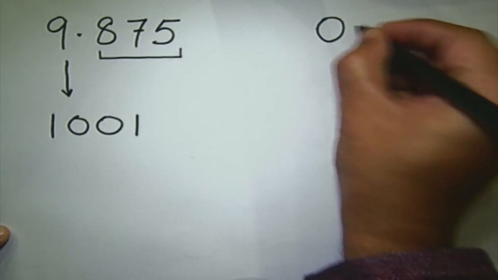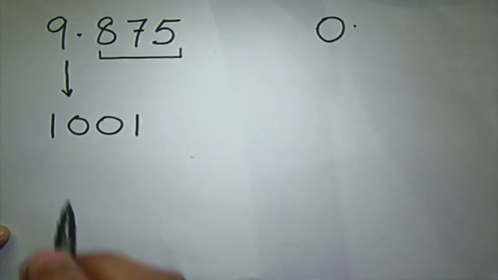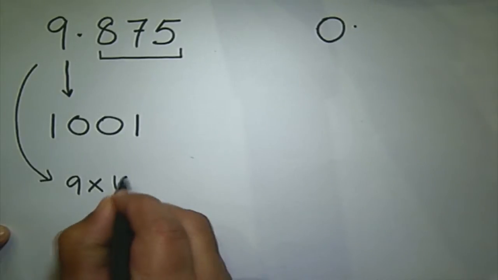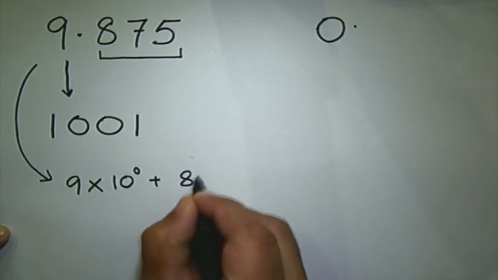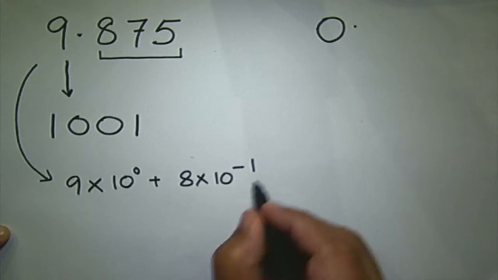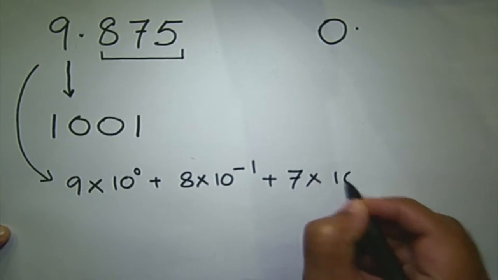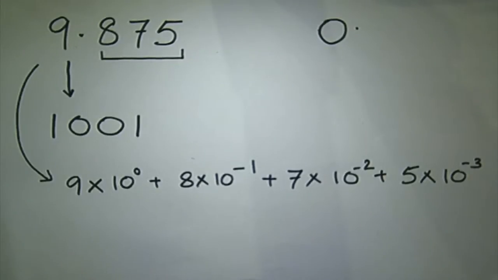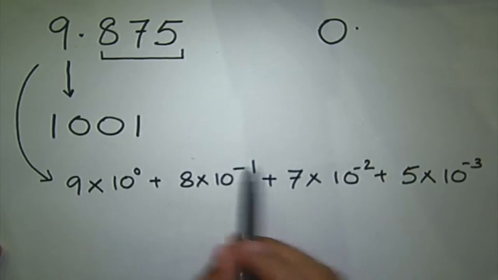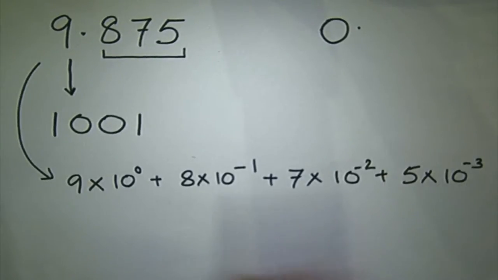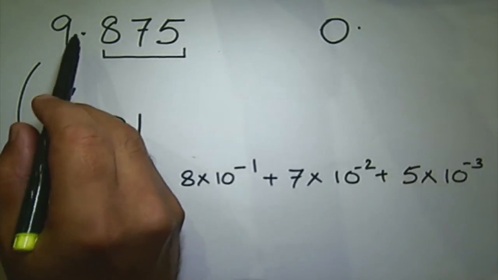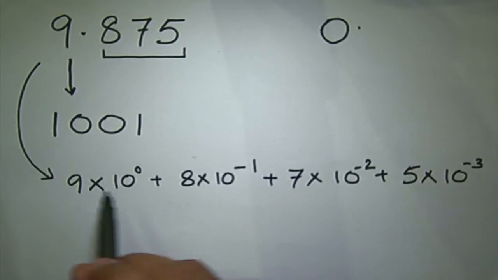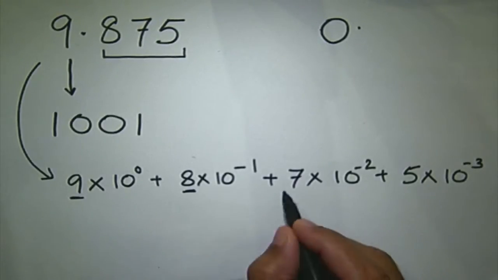So let's see. Let me take the number 9.875, which means what? This is 9 times 10 raised to 0 plus 8 times 10 raised to minus 1 plus 7 times 10 raised to minus 2 plus 5 times 10 raised to minus 3. If you look at these powers of 10, these exponents, they tell you exactly where the decimal point is, since this is base 10, and which of these digits appears where.